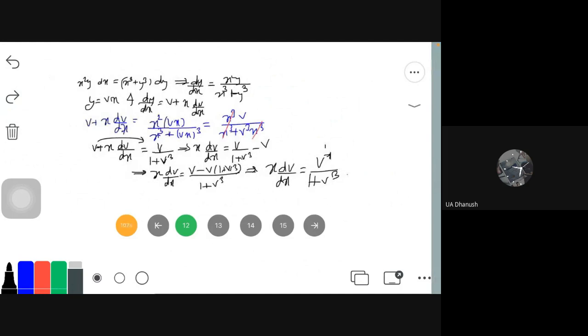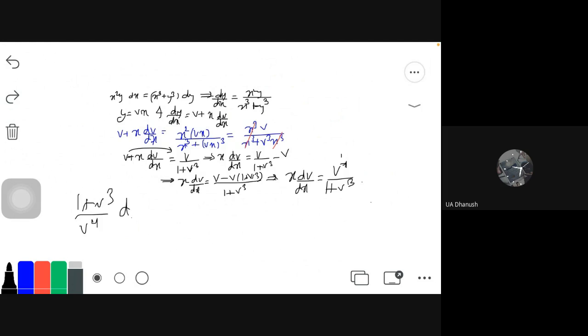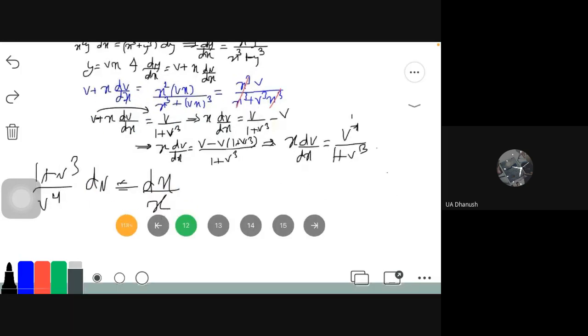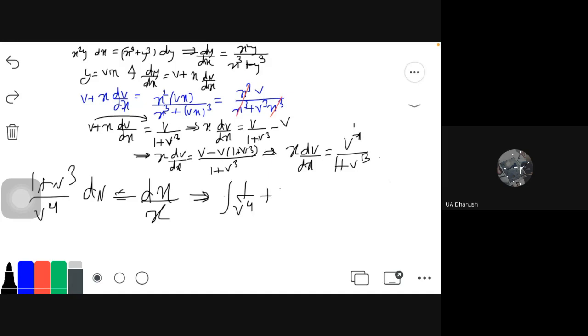So now I can separate x with x and v with v. So I'll cross multiply and do that. So (1 plus v cube) upon v raised to 4 dv is equal to dx will go up, so dx upon x. So now I was able to separate it. Once I have separated, what I'll do? The next step after separating is always integrating. So now I'll integrate both sides. I can write 1 upon v raised to 4 plus v cube upon v raised to 4 dv is equal to integration of 1 by x dx.